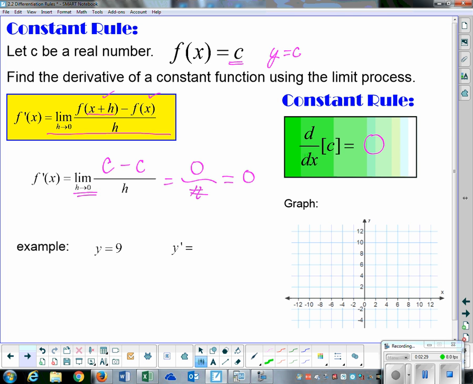So here's an example, y equals 9, its derivative is 0. You know that graphs out as a horizontal line at a height of 9, y equals 9. And just looking at this function, you can see that its slope is 0. Well, we're using derivatives to show the slope at any particular point along this line, and that would be 0.